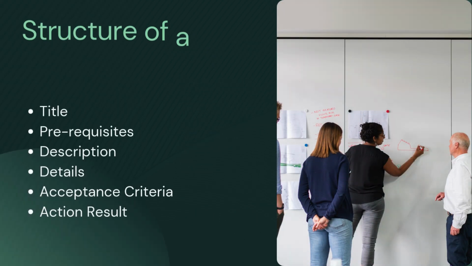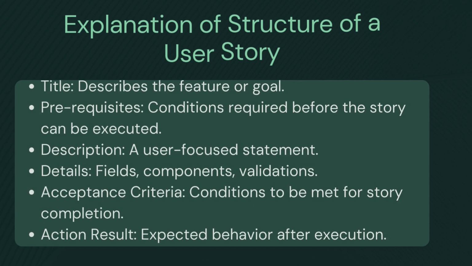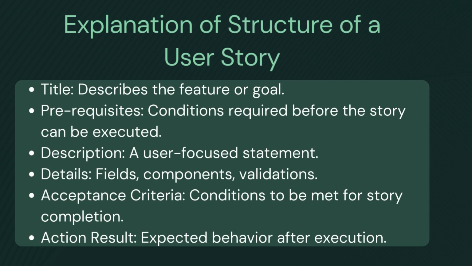Let's look at the typical structure of a user story. A good story usually includes title, prerequisites, description, details, acceptance criteria, action result. Let's deep dive into the structure of a user story. A title, describing the feature. Prerequisites, any conditions that must be met before the story can be executed.